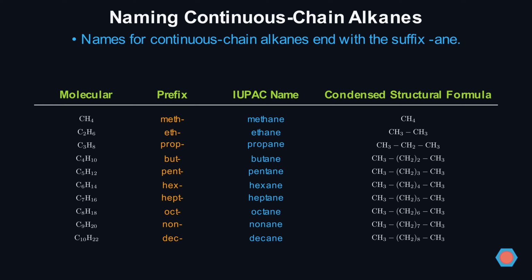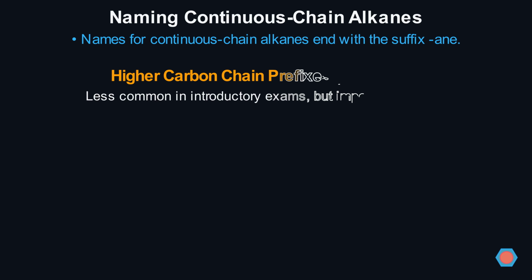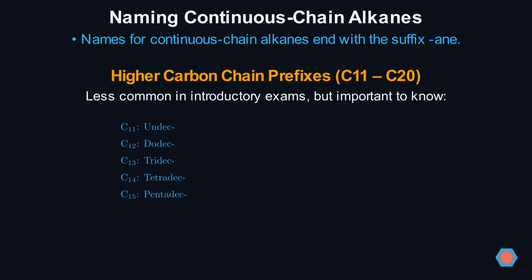In most cases, it will be very uncommon to come across names of alkanes with higher numbers of carbons in your exams, like the ones with 11 carbons, 12, 13 or 14, or even more carbon atoms. And so for 11 carbons, they are named undecane, 12, dodecane, and all of that.